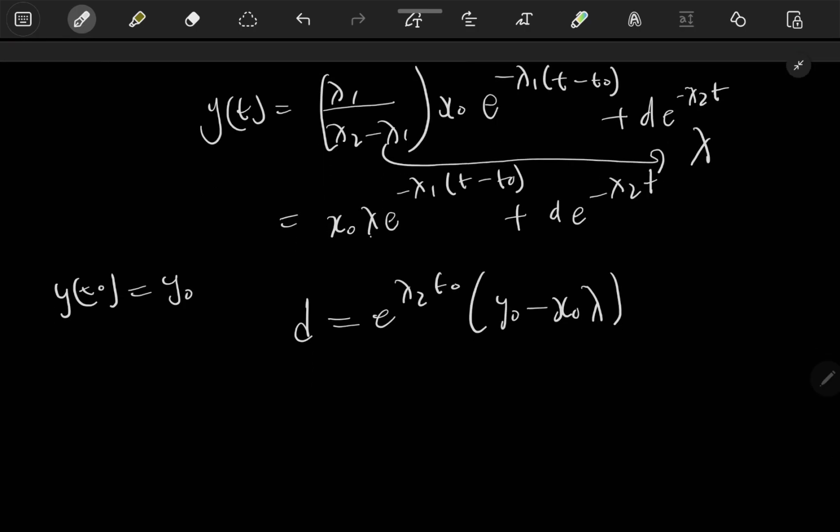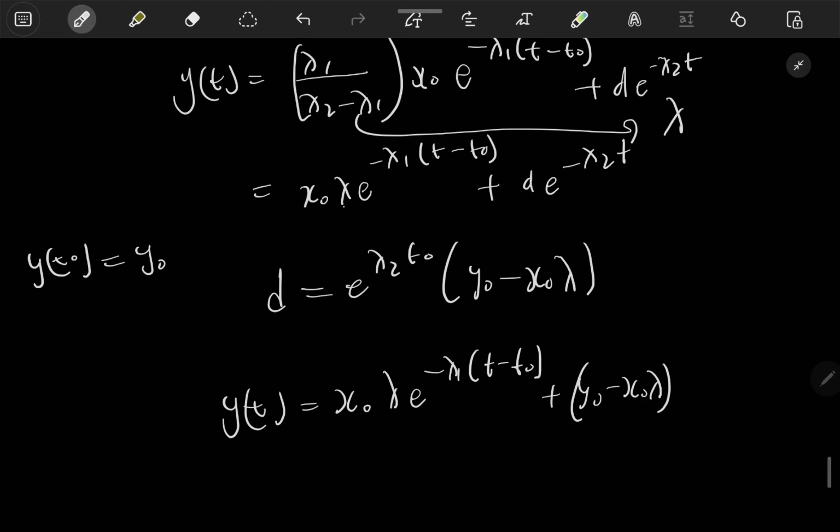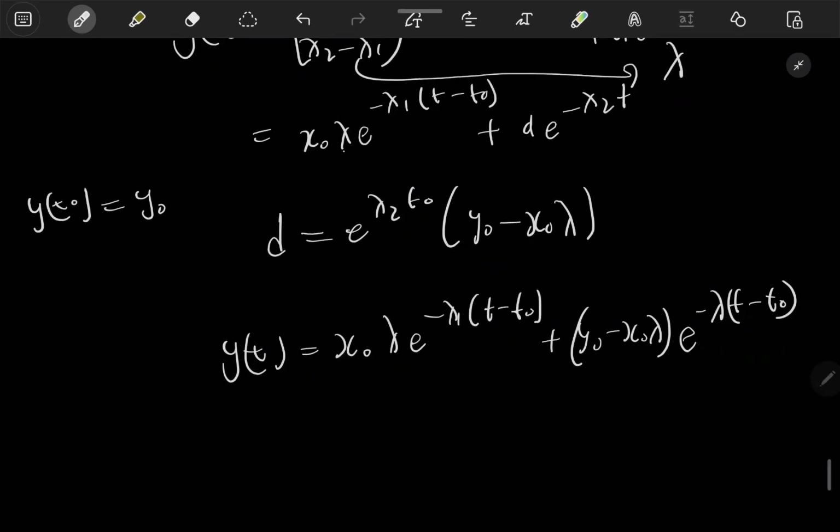Then after that, we can get your y of t equals x naught lambda, you remember what lambda is, e negative lambda 1 t minus t naught plus y naught minus x naught. Oh, there's a lambda here that I missed. Then e negative lambda 2 t minus t naught. That is going to be our expression. We already have an x of t expression. So we have solved x and y simultaneously.